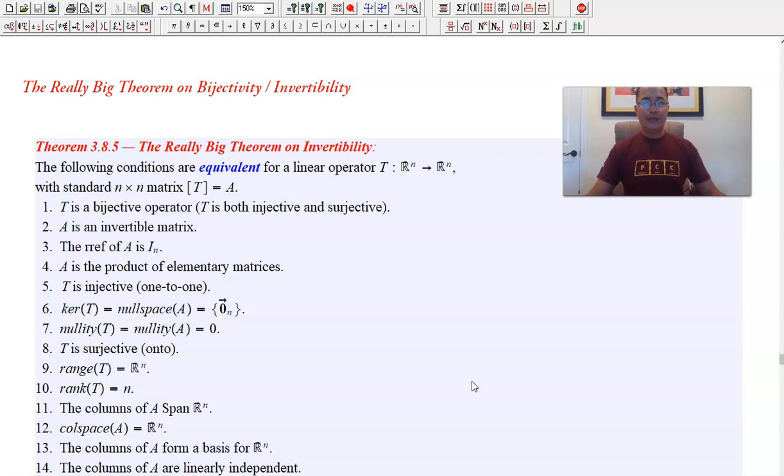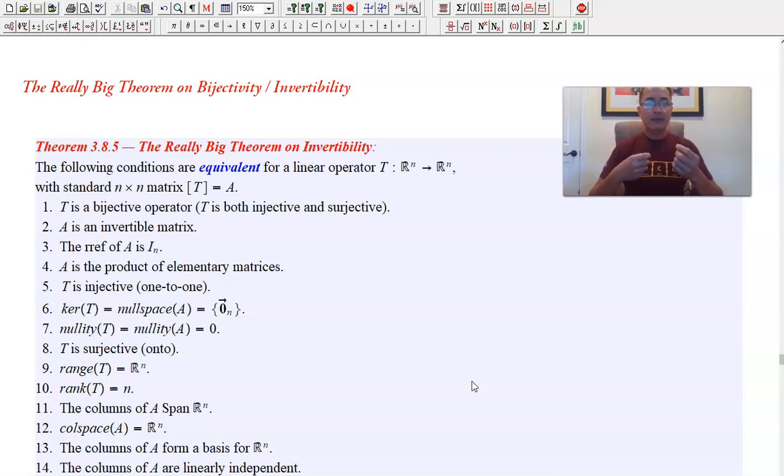Okay, so we have reached the end of chapter 3, and this is truly a grand finale. Since section 3.6, we have been looking at bijective operators and at their corresponding invertible matrices. So we are going to tie all the concepts that we have seen regarding bijective operators and invertible matrices into one big theorem, and we're going to see that the parts are tied together by some very important theorems that we have also seen. For example, the dimension theorem.